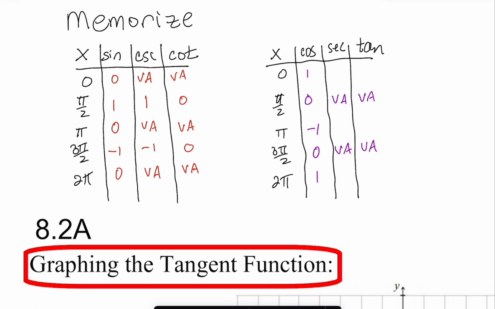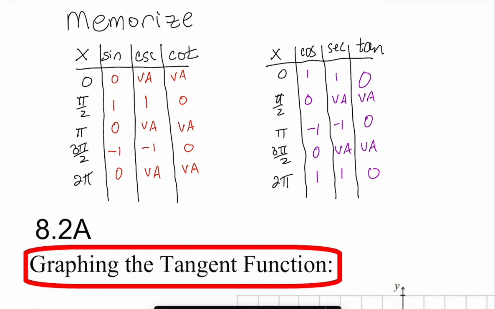Now the secant we've already learned. The secant is the reciprocal of the cosine, so it goes 1, -1, 1. But tangent is sine over cosine, so it doesn't do that. It goes sine over cosine, 0 over 1, and that's why it's 0. And then it goes 0 over -1, and then it goes 0 over 1.